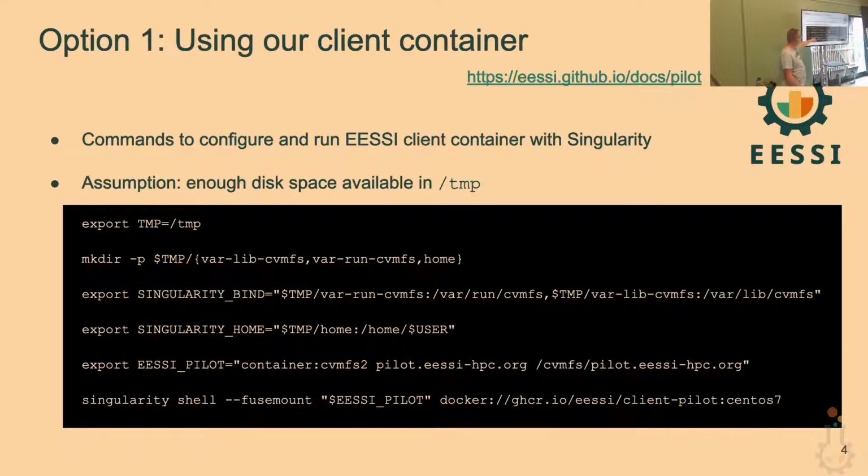And then the magic here is this long string, which we give to the fuse mount option, which basically says we're going to use cvmfs to mount this cvmfs repository into this path. Okay, what's actually going on in the background, don't ask me, but it works. And then the last part here, this is the actual Singularity command. We're going to start a shell in the container, and we're going to use our client container, which is available through the GitHub container registry.